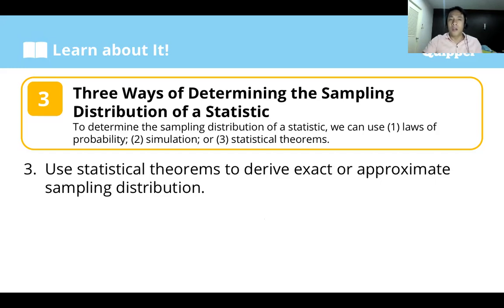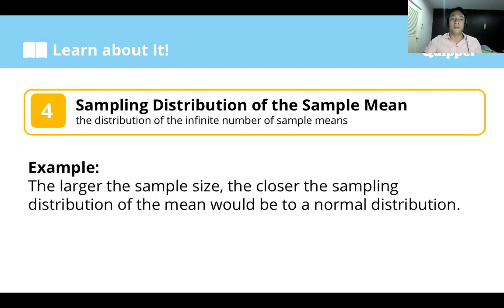Okay, so these are the three ways of determining the sampling distribution of a statistic. First, we need to know how to get the pairs, okay, and how to identify the sample mean, and then we will know the probability. Example: the larger the sample size, the closer the sampling distribution of the mean would be to a normal distribution.